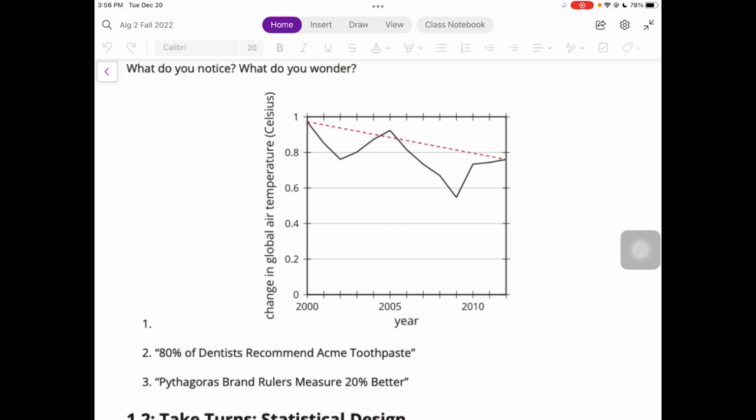Well, the y values here are pretty small, so the change in air temperature is only looking at increments of 0.2 of a degree. So it's the change rather than actual temperatures. A positive value means that the temperature is increasing. A negative value, or if it's going down, means it's decreasing. But it's the change, not the actual temperature.